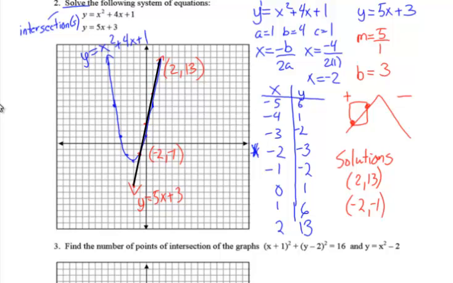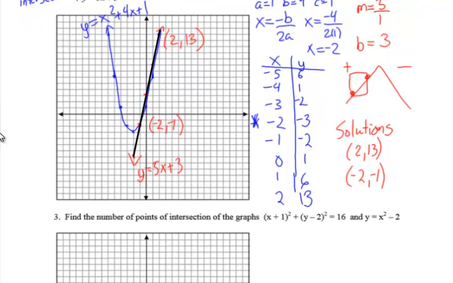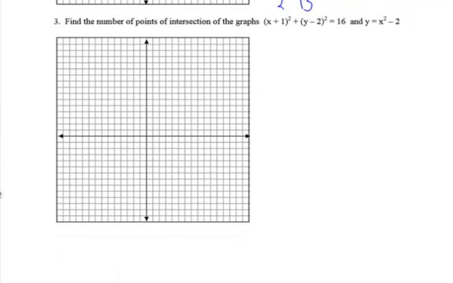Okay, so that was a parabola and a line. Again, there may only be one, there may be none. In this case, there was 2. And you just see sometimes you have to make some adjustments. One of the ways you can do that is you could graph both of those initially in your graphing calculator, and you could plot those out.